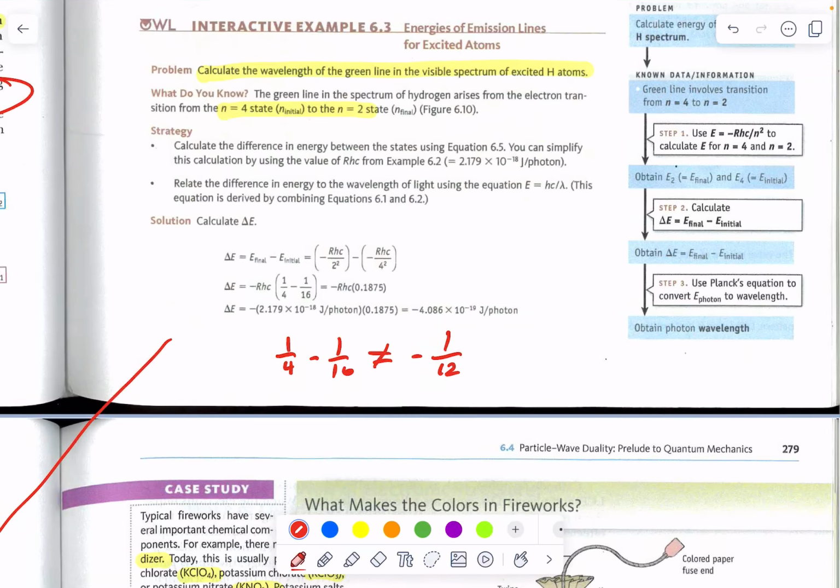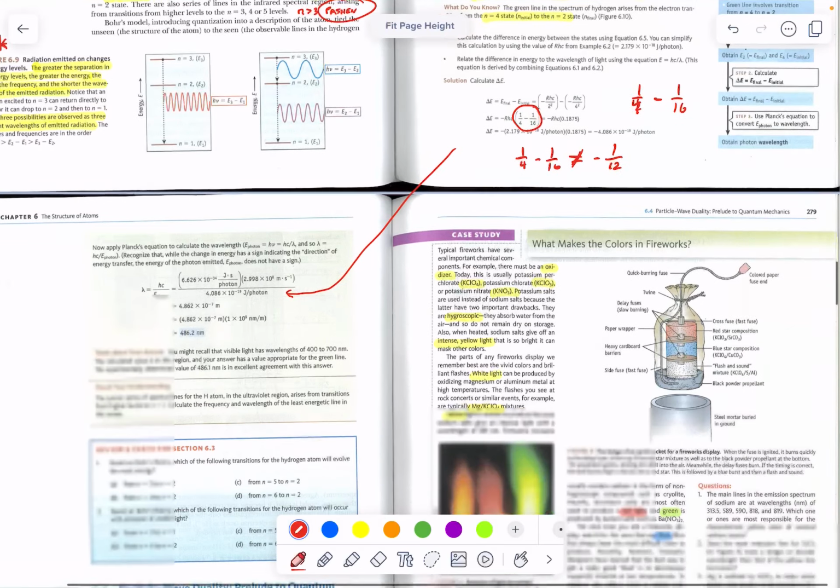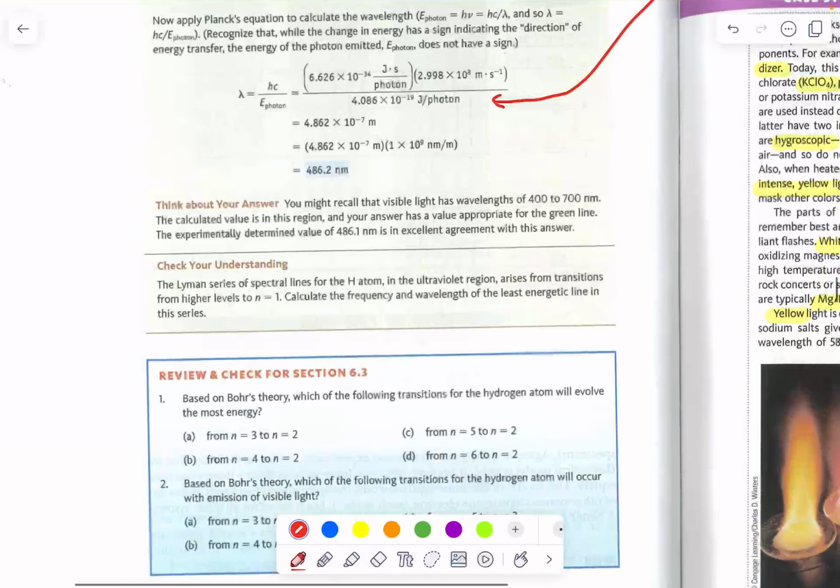I just wanted to point out a mistake that I hope you don't make. Do not think when you're doing this part of the math that you can just say 1/4 minus 1/16 equals 1/12. That is not true. You have to take 1/4, convert that into a decimal, and then subtract your 1/16 to get an answer to put in those parentheses. And when you do that, you can find the wavelength.